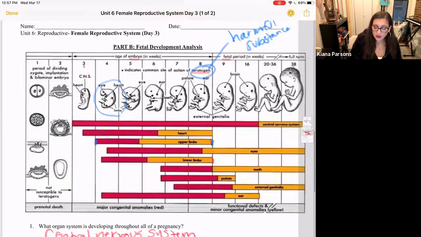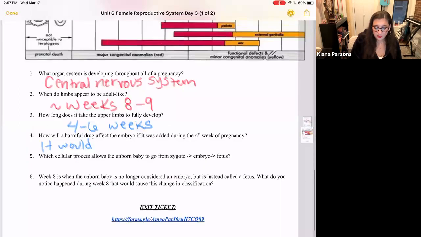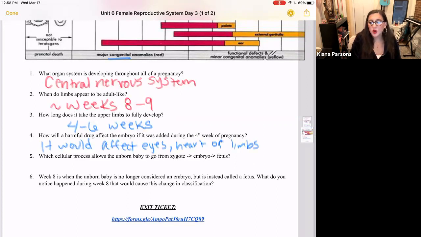And it would cause abnormality. And you can see this word here, congenital, that we've used before. So congenital means occurring before birth, and these are major congenital anomalies.